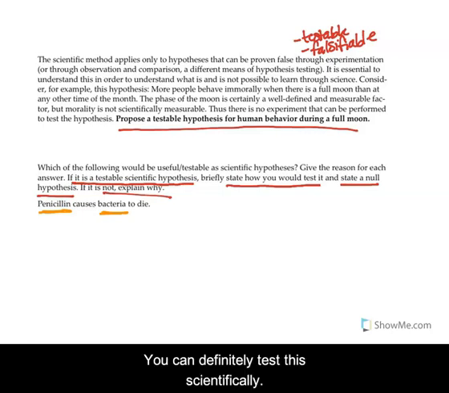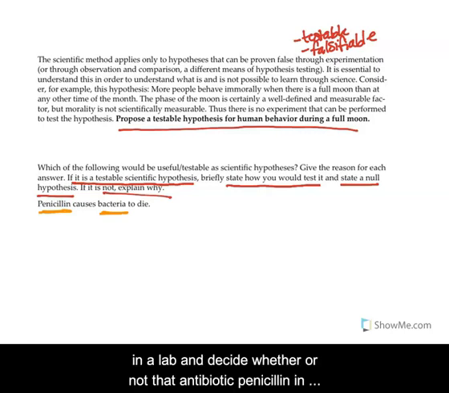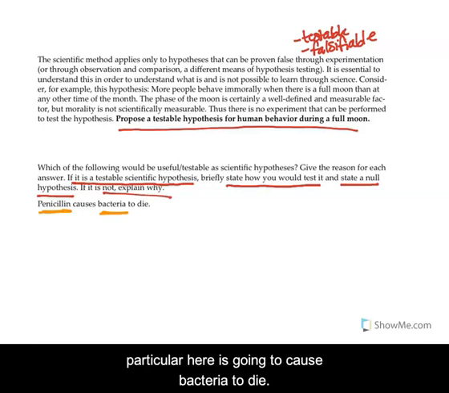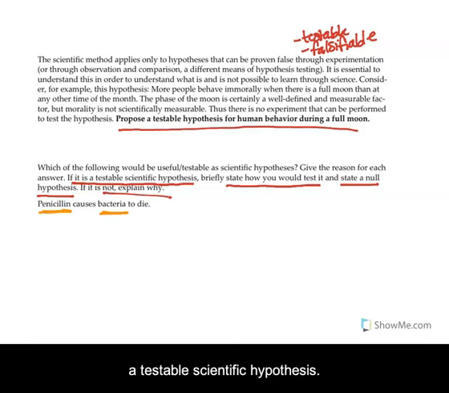You can definitely test this scientifically. You can analyze it, you can gather that data, you can prove that false. You can definitely prove that false in a lab and decide whether or not that antibiotic, penicillin in particular here, is going to cause bacteria to die. You can even get more specific, and we usually do, and consider what kind of bacteria, what species you're talking about. But this is definitely a testable scientific hypothesis.